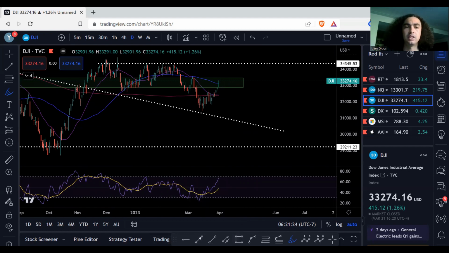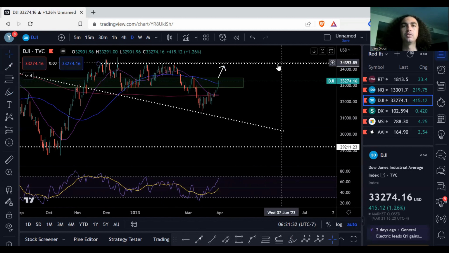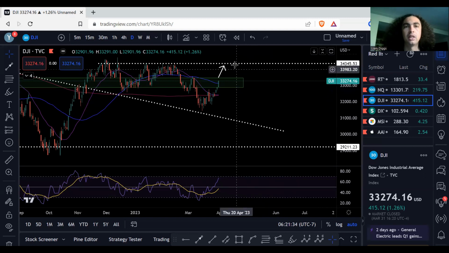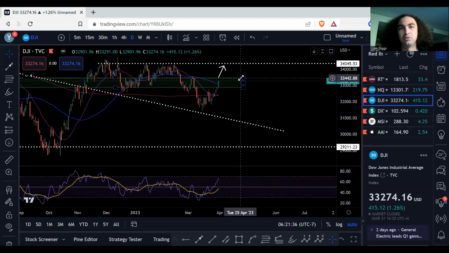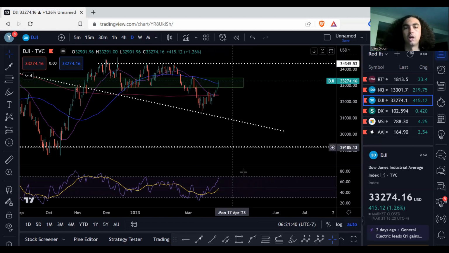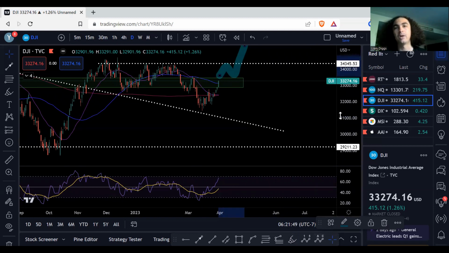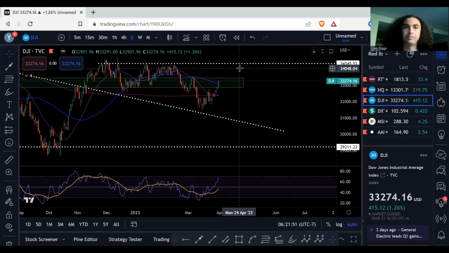What I'd like to see is price action get above the top of our channel, possibly retest this line at 34,345, and then maybe come back down to the top of our channel before you blast off in an upwards direction. So if I was going to draw that out, it would be a move that looked like this. You go up, you come down, and then you go up much higher. That would kind of be the ideal setting.